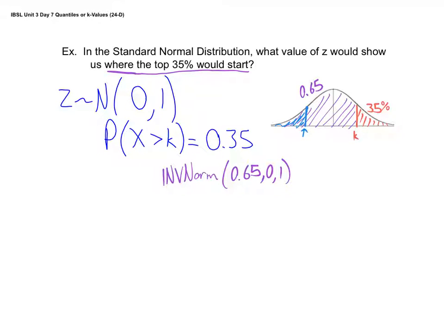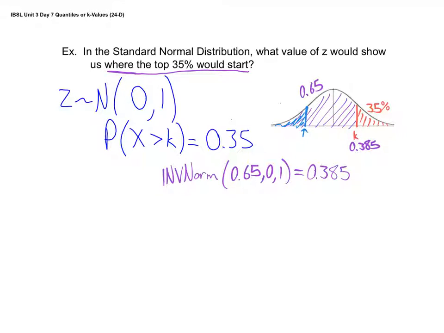So we got inverse norm, 0.65, 0 and 1, and you get 0.385. So here's our 0.385. To be at the 65th percentile, you would have to have a z-score of 0.385.